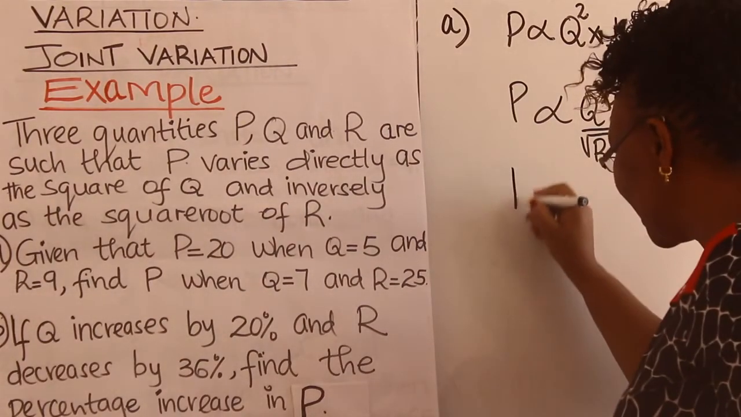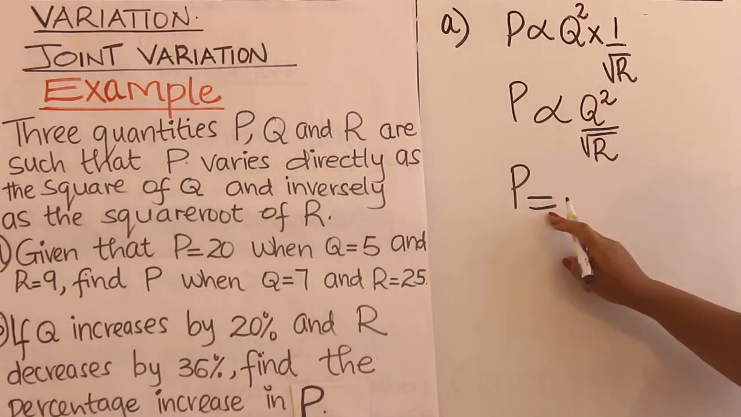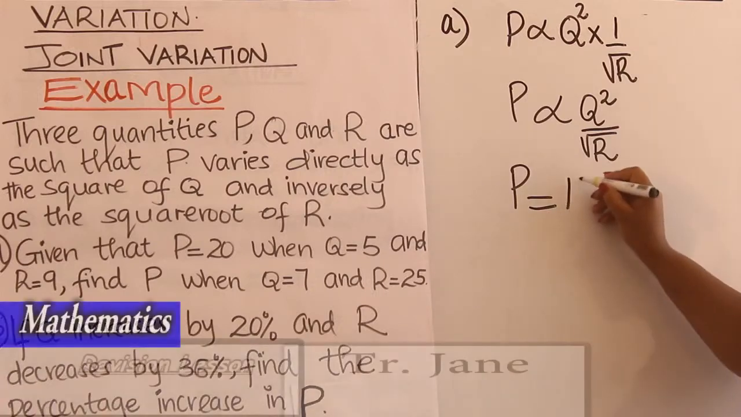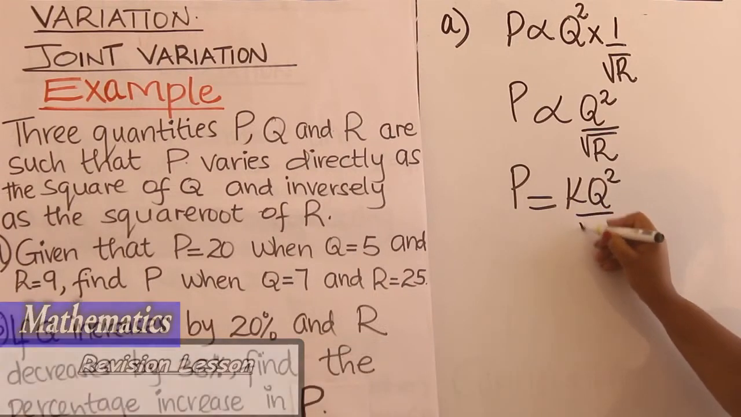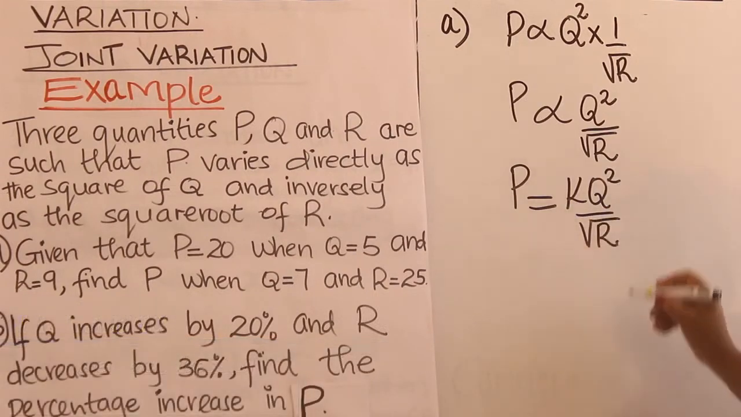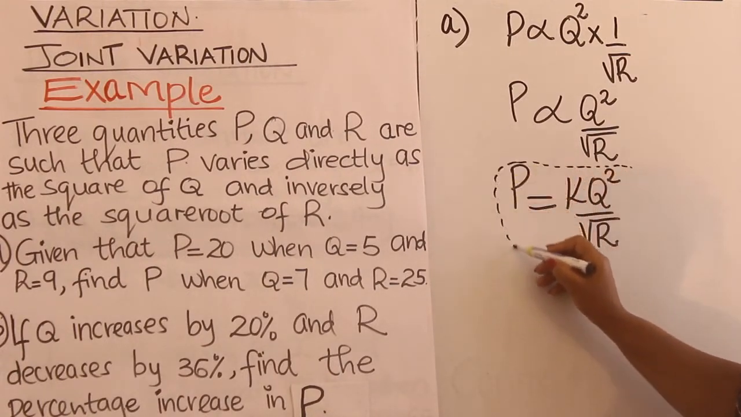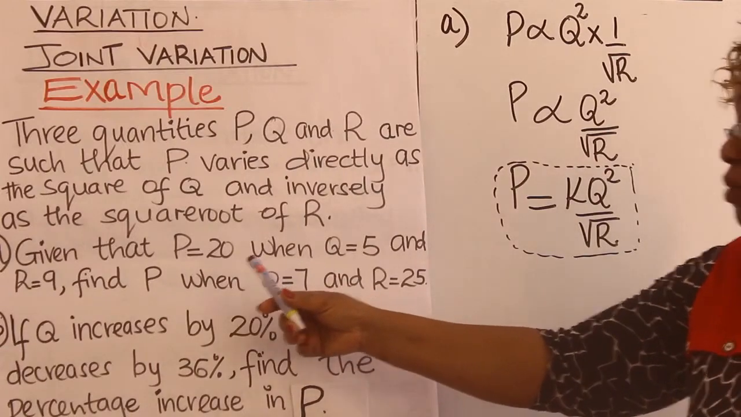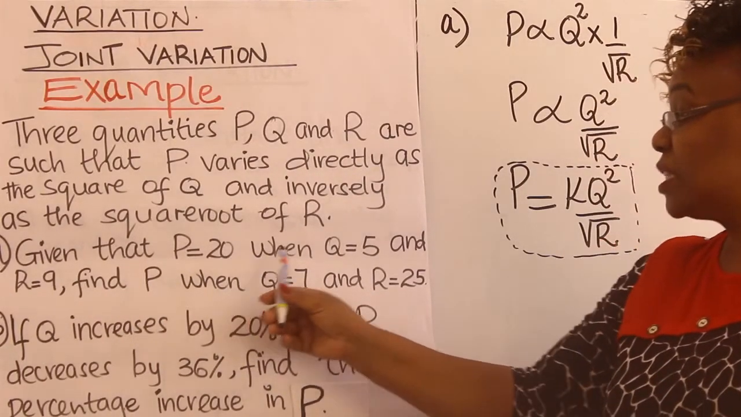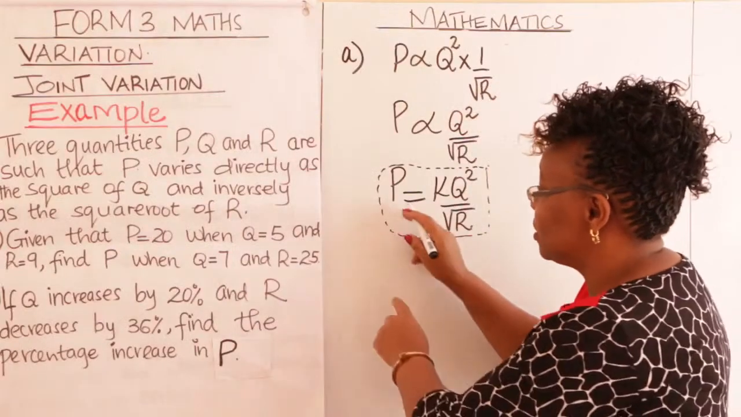Then, the next step, learner, just like we have done in direct and inverse, you replace this with equal to. And once you replace that with equal to, you multiply this other side with K. And therefore, you end up with that, learner. So put this in mind because it is the one which will give you the connecting equation. So we go to here. You are told, given that P is 20 when Q is 5 and R is 9, come and substitute.